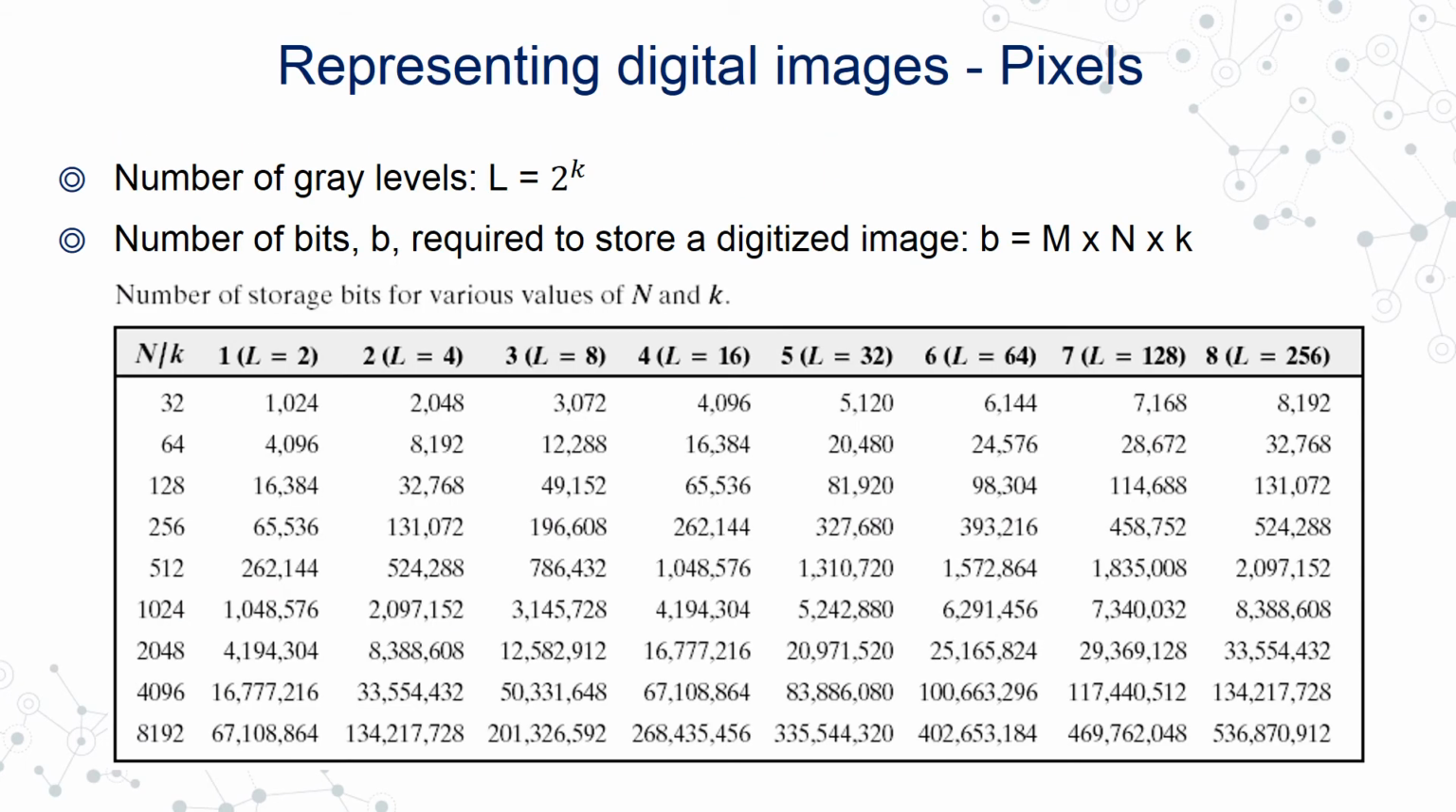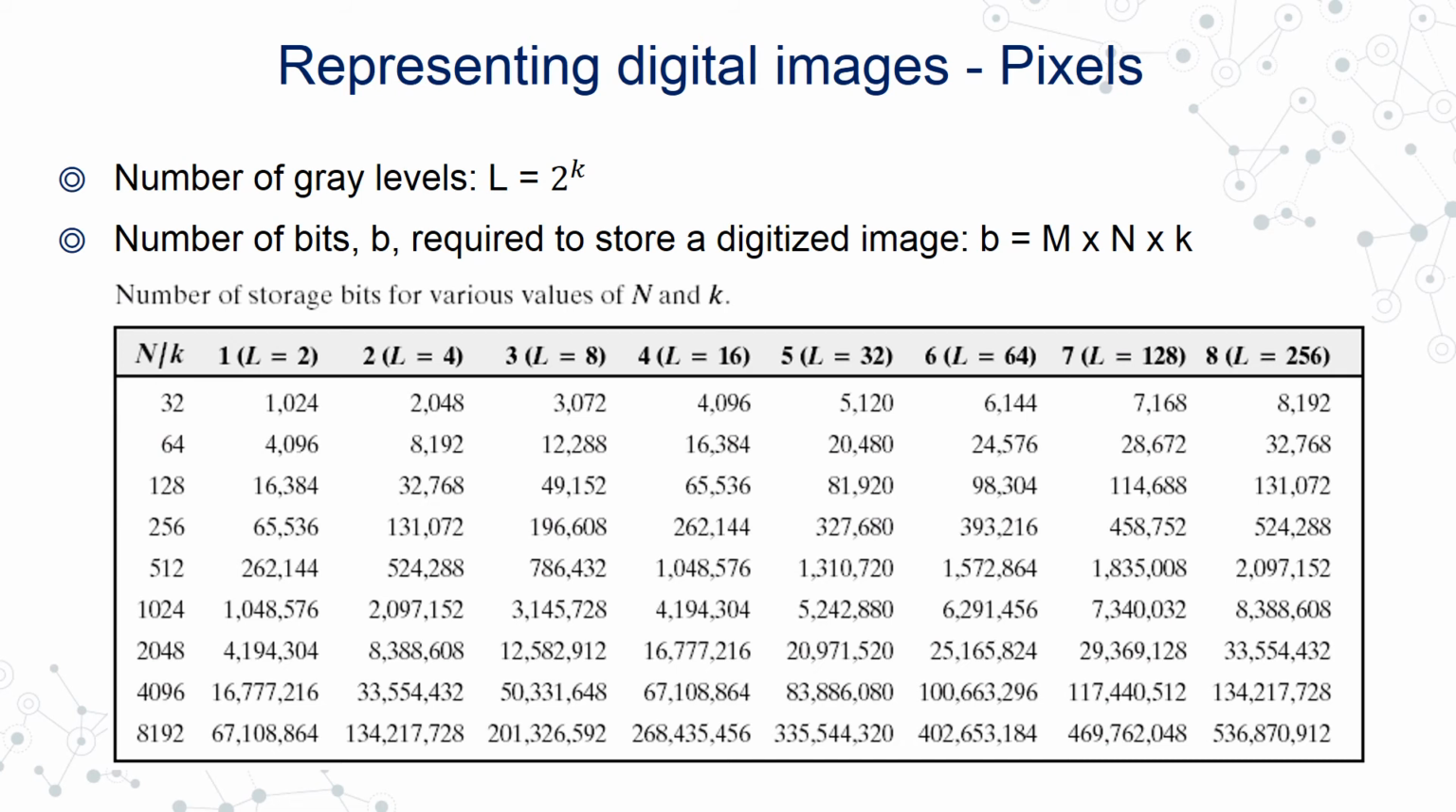Then once we know the pixels, we would try to find out the number of bits that would be required to store an image by calculating the size of the image. So m cross n, the number of rows multiplied by the number of columns, multiplied by the number of bits that we are using. So L, the number of gray levels, would be nothing but 2 raised to k.